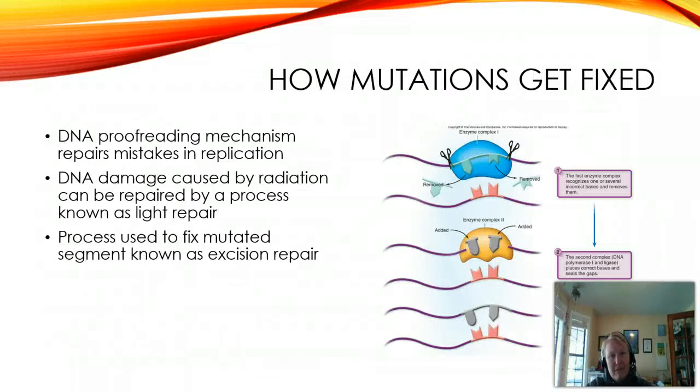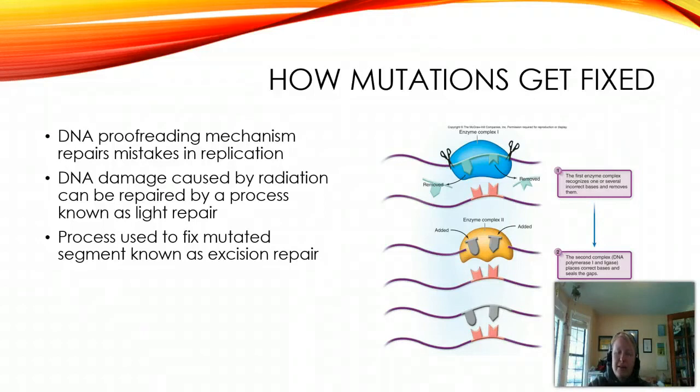So how do mutations get fixed? Mutations can be fixed. We don't talk about them getting fixed because we only usually talk about when they've actually happened and we can see the product of them. But in fact, a lot of mutations get fixed every day in cells. And there's two main mechanisms of doing this. There's a DNA proofreading mechanism that will come along and proofread the genome after polymerase has made a copy of it to make sure there aren't any mistakes.